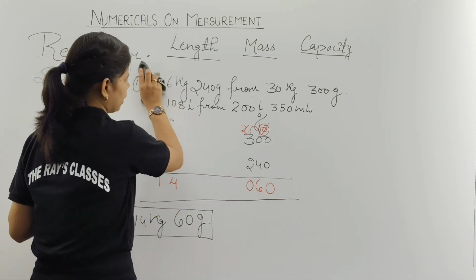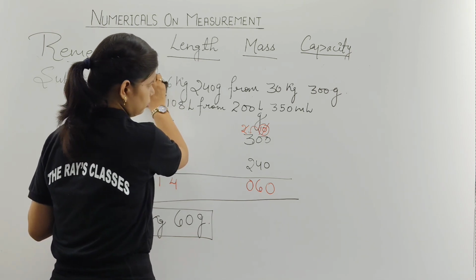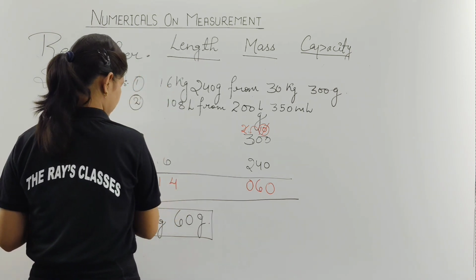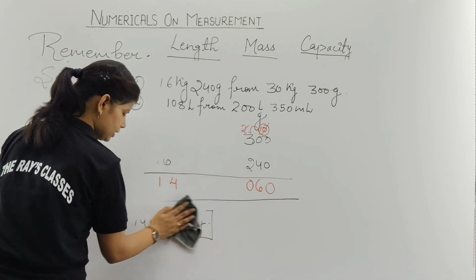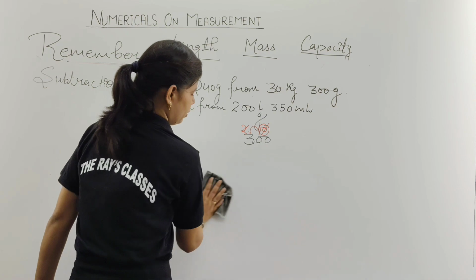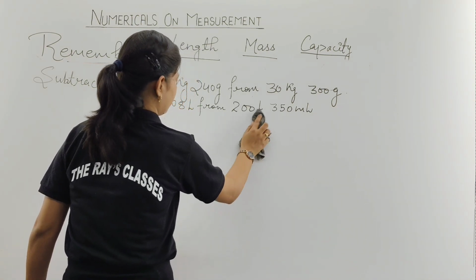We are dealing with liter and milliliter. Right, I'm not erasing this part to make you understand the difference. First answer, we are getting 14 kg 60 gram. Hope you understand the same. So let's write for the another one. Another is what?